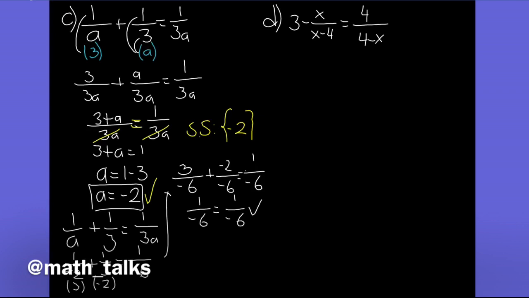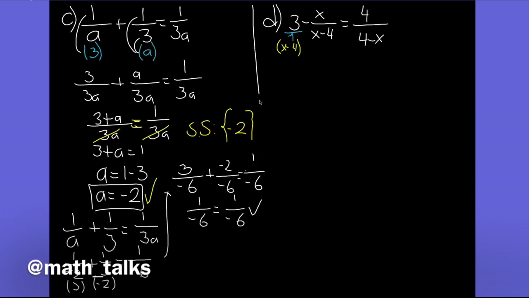Here I have 3 minus x over x minus 4. The denominator of 3, by the way, is 1. Yes, always, the constant numbers' denominators is 1. So here you have to make it the same. How? By multiplying by x minus 4.